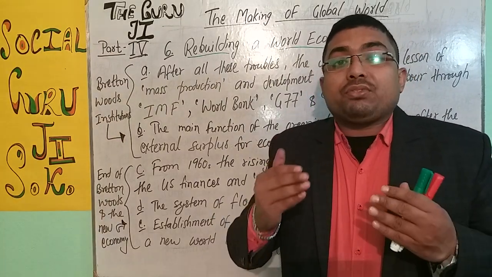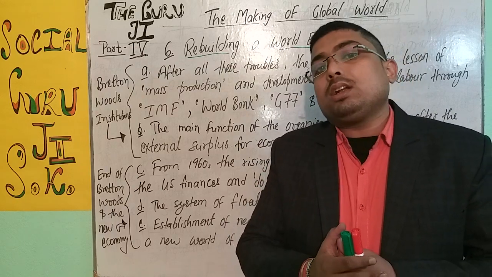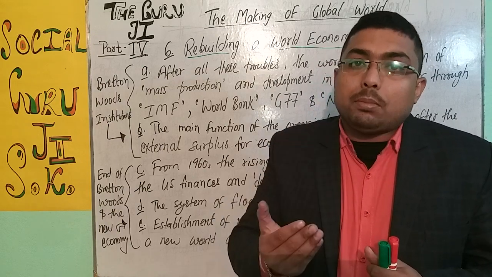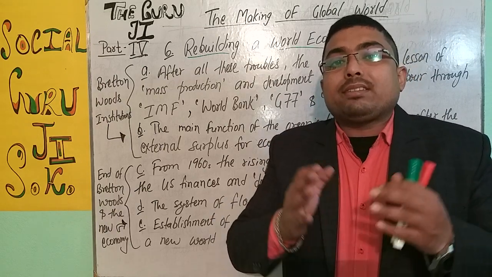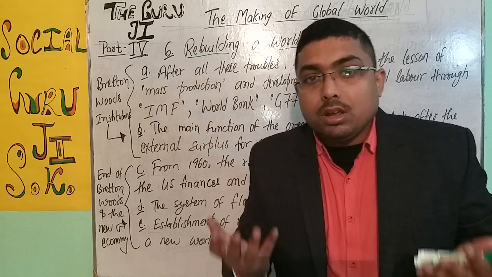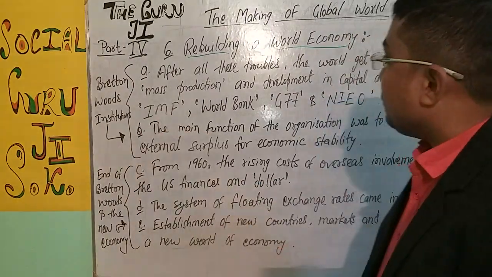a type of system started in the whole world. Means all the developing countries thought that for making stability in the market, we need to create some funds. We need to create some new laws and regulations. So they formed this system, the Bretton Woods institution system.